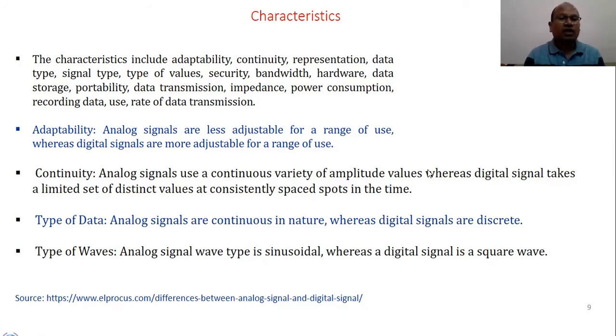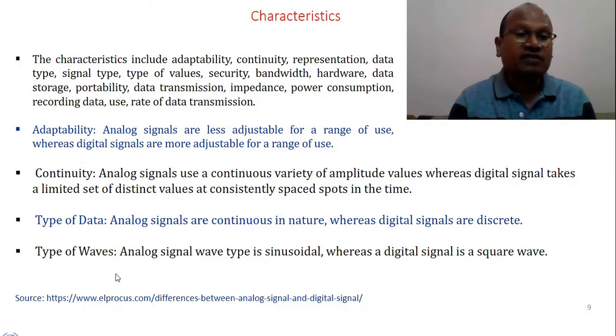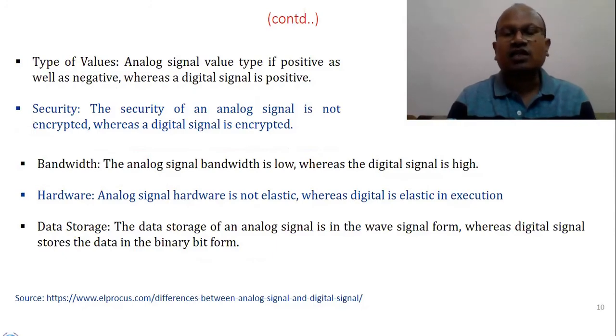Type of data: analog signals are continuous in nature, whereas digital signals are always discrete. Type of waves: the analog signal wave is typically sinusoidal, whereas digital signals are generally in the form of a square wave. Analog signal value type is positive as well as negative, whereas a digital signal is generally positive. Security: the analog signal is not encrypted, whereas a digital signal can easily be encrypted by using a number of encryption algorithms. Bandwidth: analog signal bandwidth is low, whereas the bandwidth required for a digital signal is high.